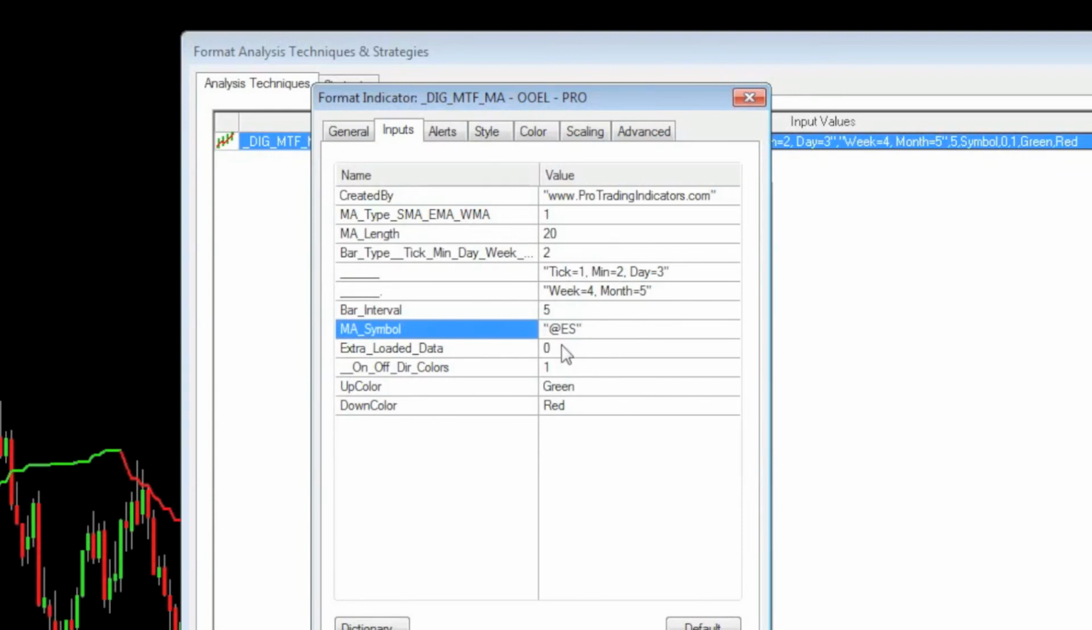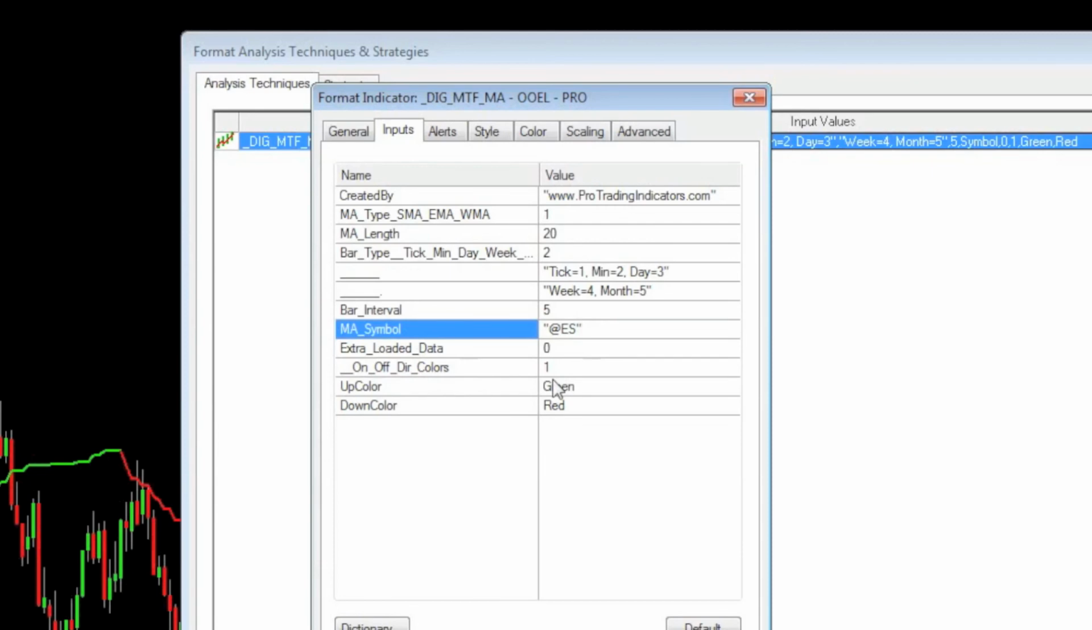The next input is if for some reason the indicator isn't loading properly, you can set this to either -1 or 10 and it'll load. It just has to do with how TradeStation uses arrays. So I've actually never run into one that doesn't load up, but that's just a backup option if it doesn't.